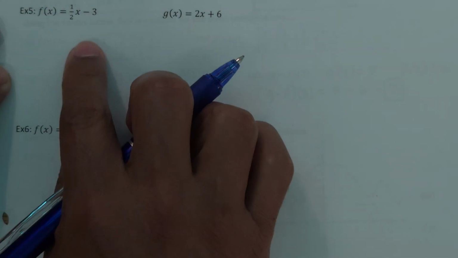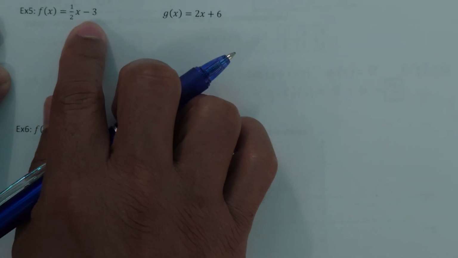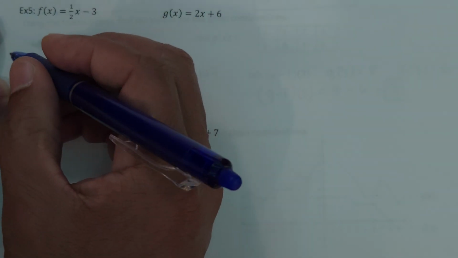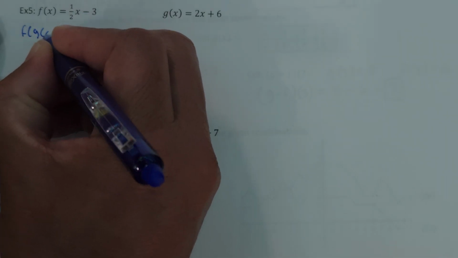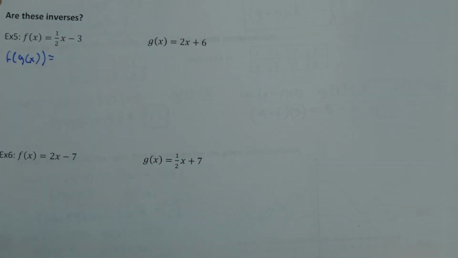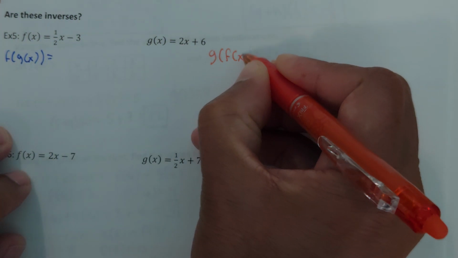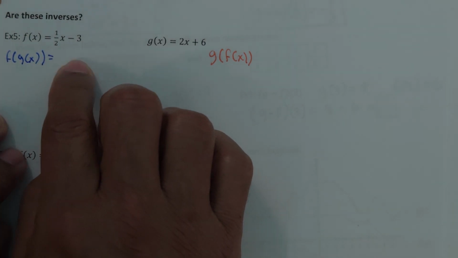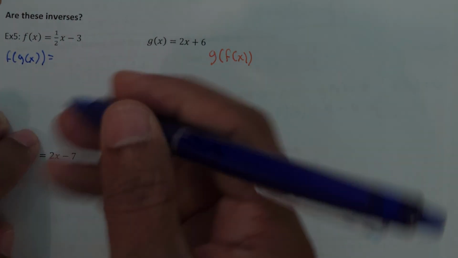So are these functions inverses? We have f of x is 1/2 x minus 3 and g of x is 2x plus 6. On one side, I'm going to do f of g of x, which is the first one, and then I'll do g of f of x here. If in the end, once we've done the algebra, we only have x left, then they are inverses. If we have something else that is not just x, then they're not inverses.